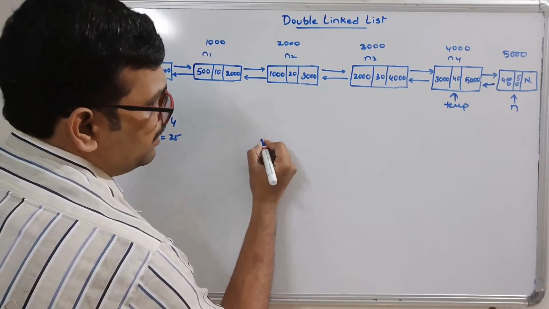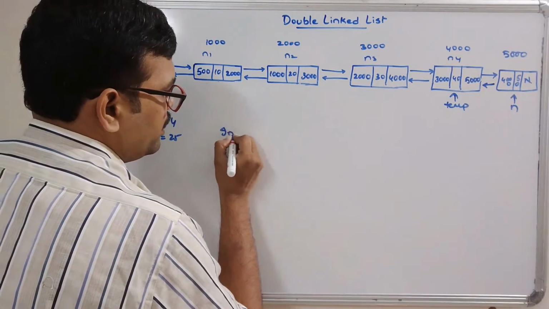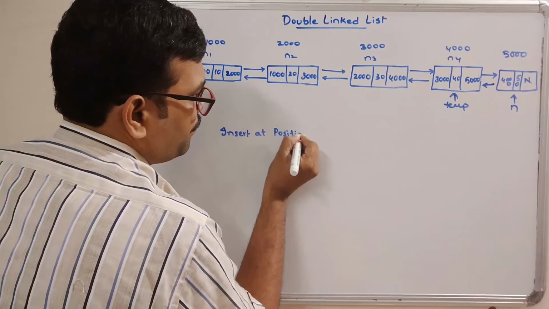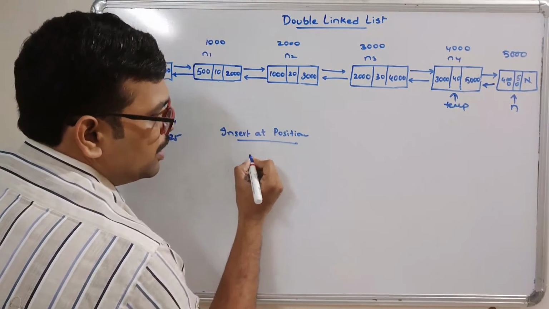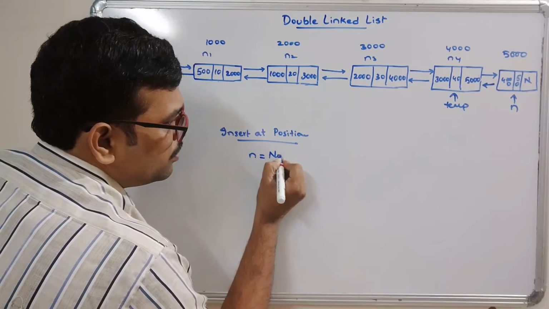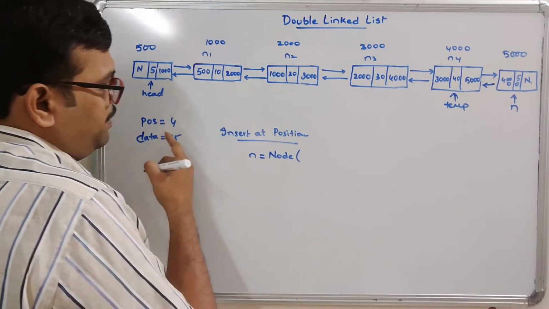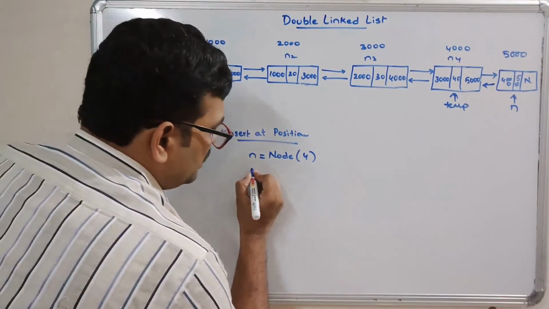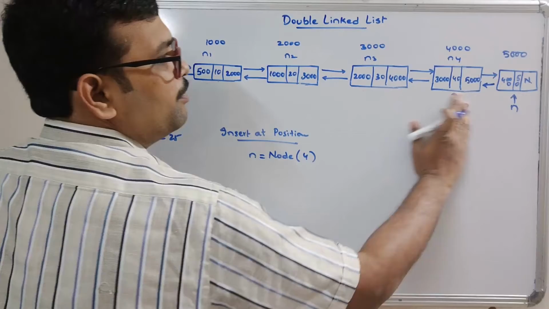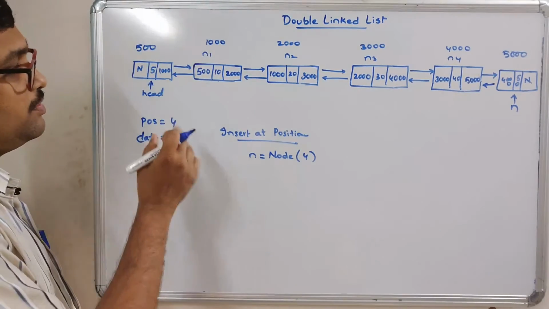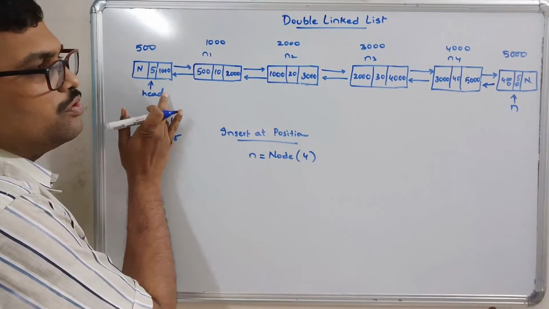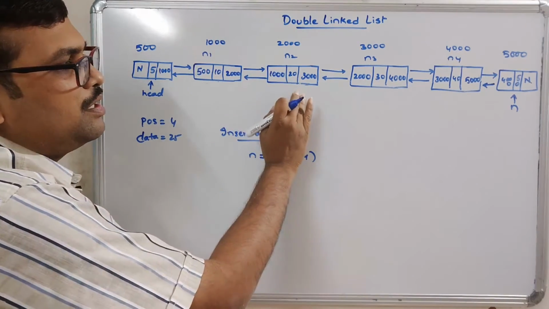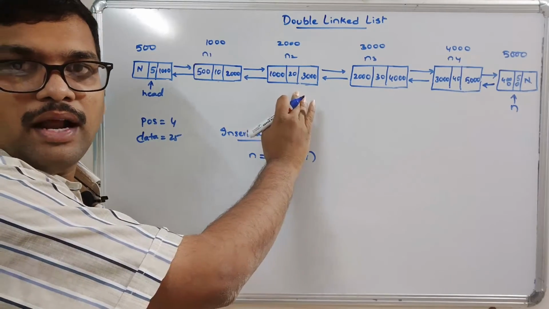So first I will write the heading, okay? Insert at position. Now take the data, node of, let it be some 4. Sorry, we need to travel from the first node to position minus 1. That means 3, up to 3 it should be traveled.